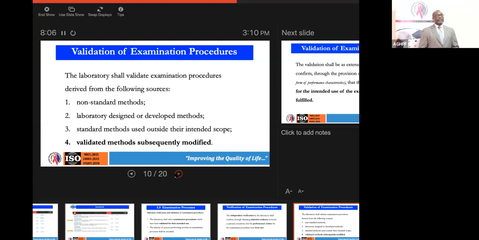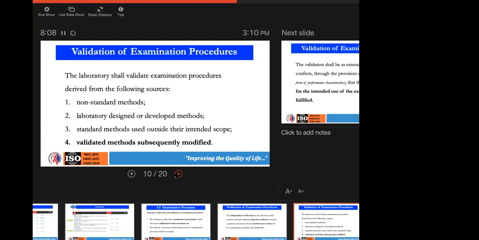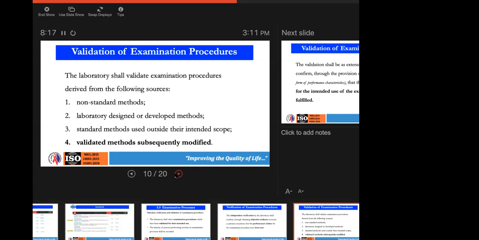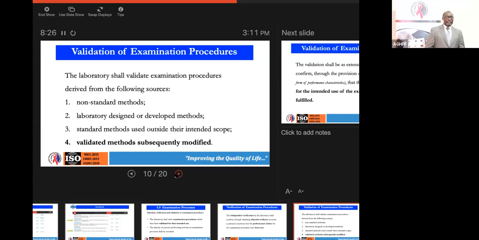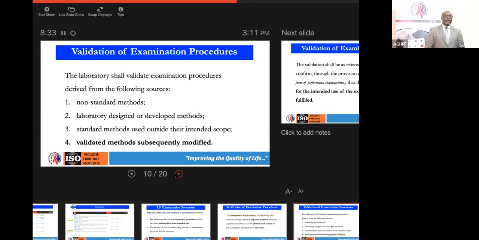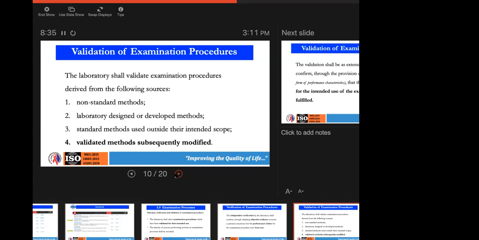The second point here is laboratory design or development. If this is a home brew kit, there are a number of countries right now that are working on rapid detection kits. There is Ghana, Senegal, Uganda, South Africa, Kenya, a number of countries on the African continent that are trying to develop kits. So these are kits that certainly need to be validated because they are homegrown, in terms of their location of production and in terms of the development of the kit.